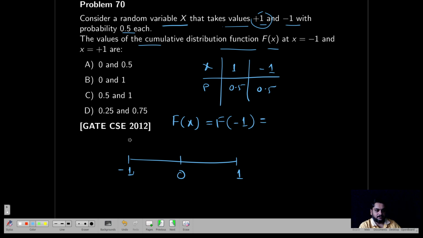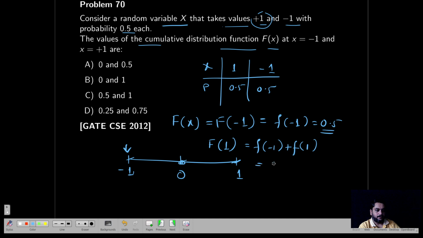F of minus 1 is this point only that you are finding. So F of minus 1 is equal to 0.5, which is already given. Now F of 1 is equal to this point and then the next point; this is not given, this is given directly. So F of 1 is equal to F of minus 1 plus f of 1, right? So this is again 0.5 plus 0.5, which is 1. So the answer is 0.5 and 1.